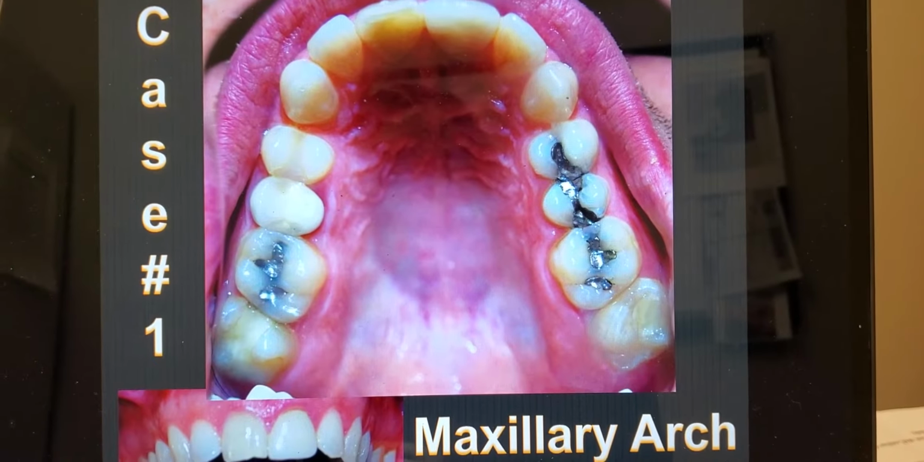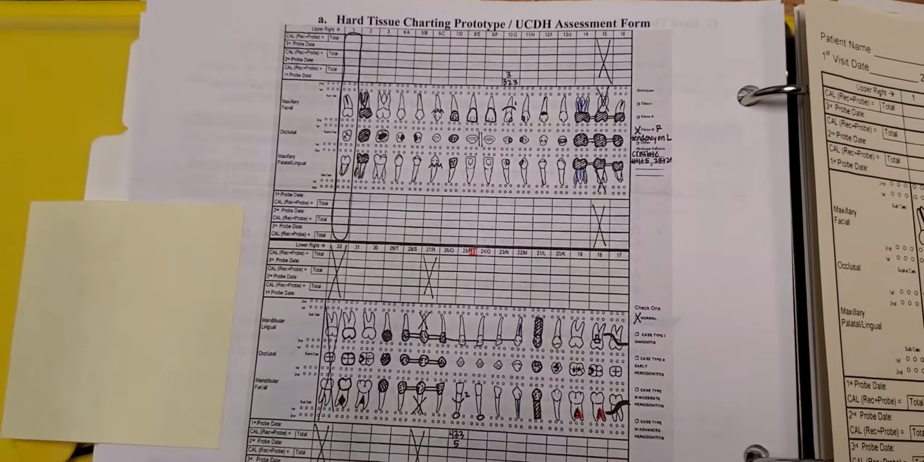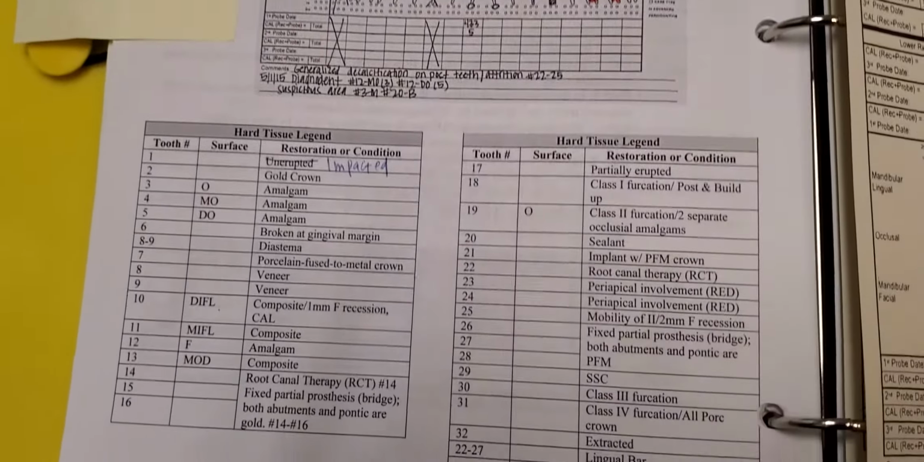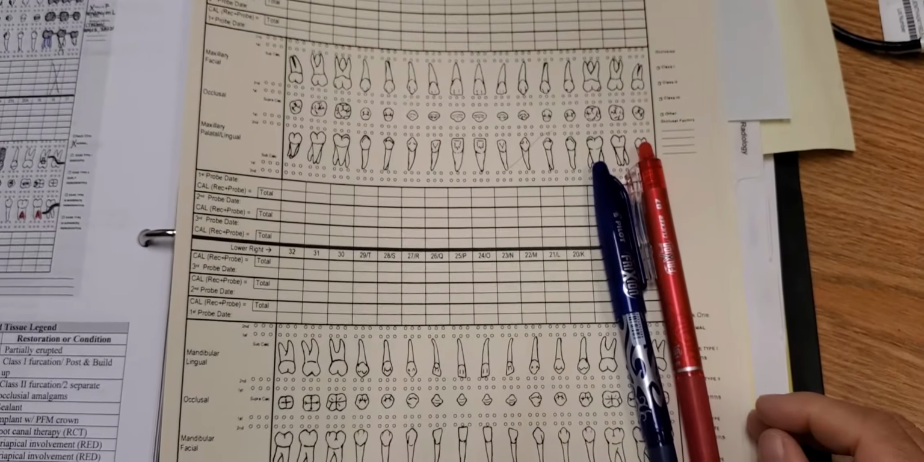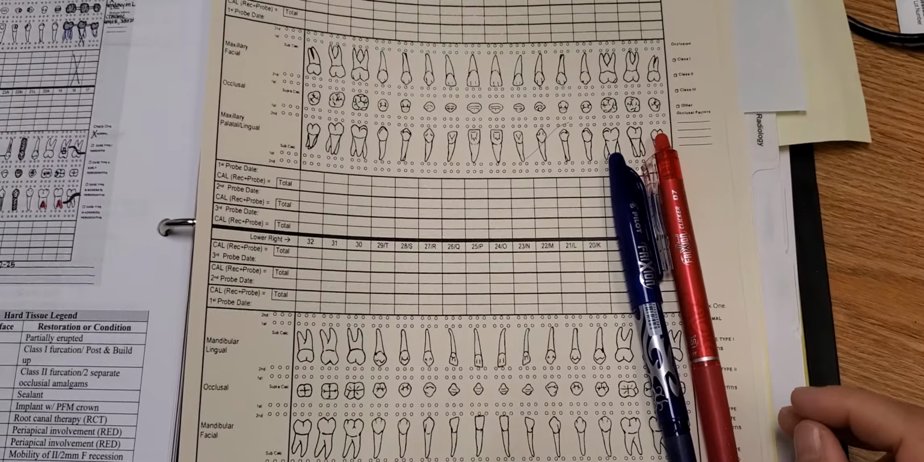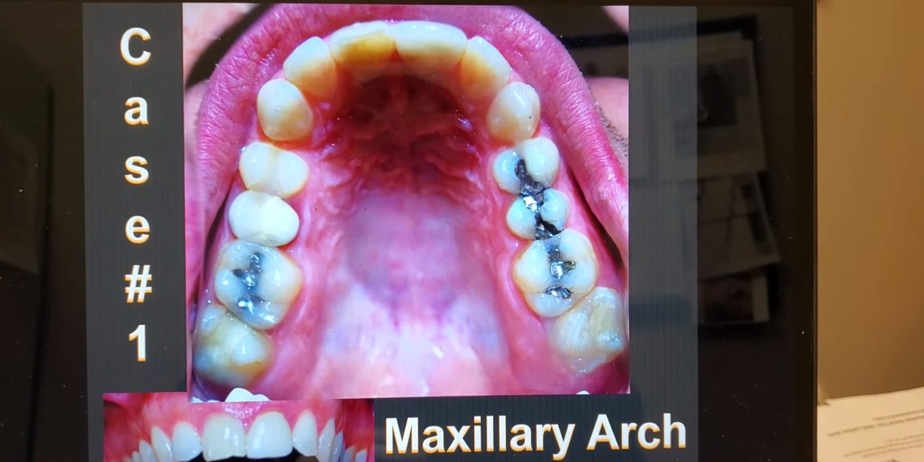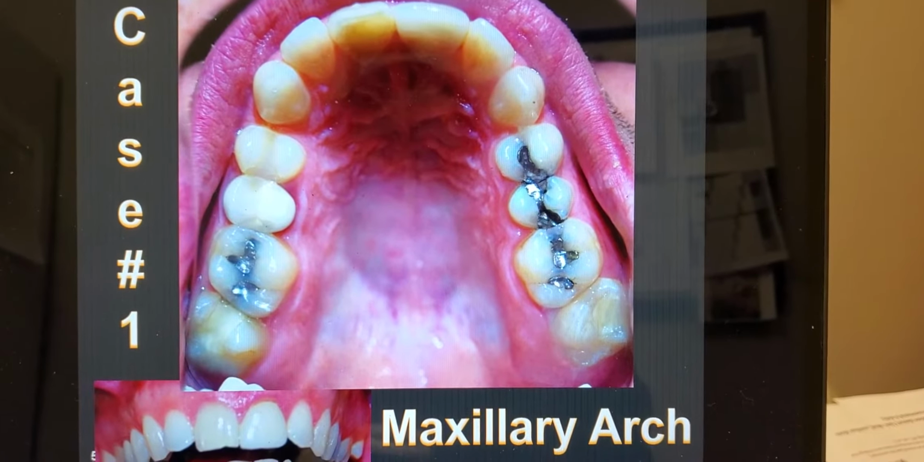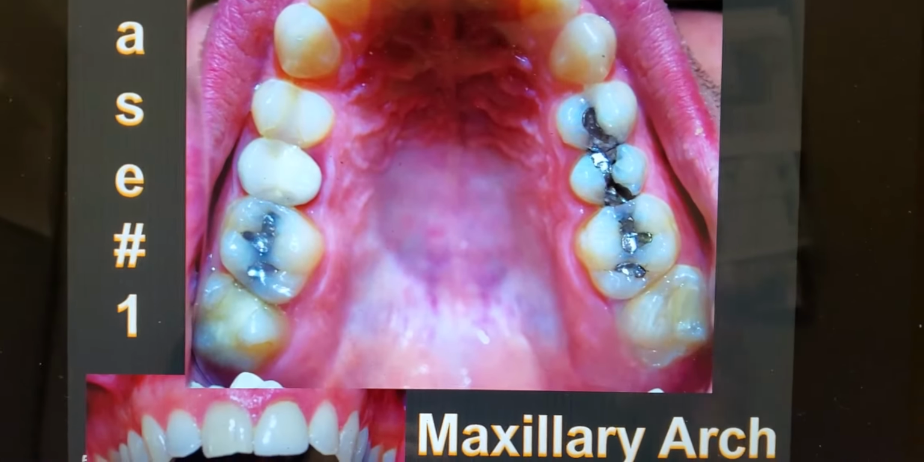In order to effectively hard tissue chart, you need the mouth, your hard tissue charting legend, red and blue erasable pens or pencils, your hard tissue chart, oftentimes on a perio chart, and radiographs are very helpful also. Hard tissue charting this case, starting on the maxillary arch, we're going to start on tooth number 2.